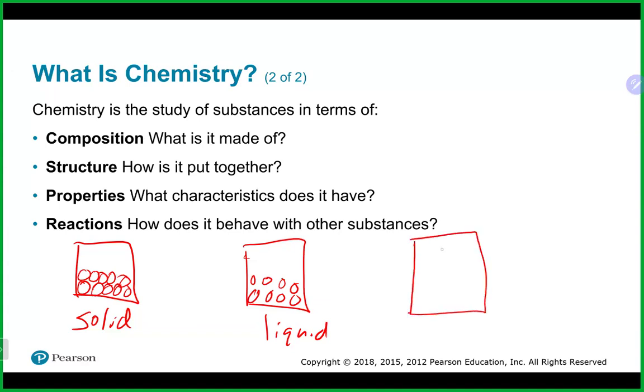When we get to the third state of matter, which is gas, at that point, we have pretty much broken apart everybody. So everybody is broken apart from one another. They have a lot of energy.